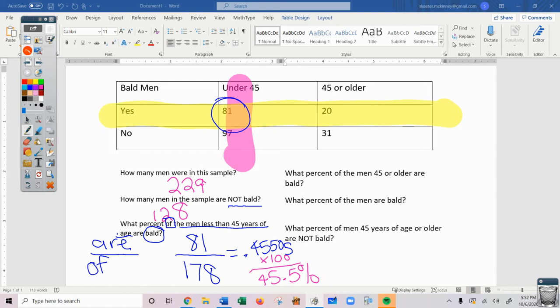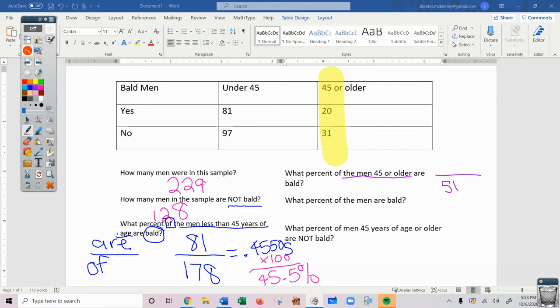Okay, so let's look at our next question. What percent of the men 45 or older are bald? So now same statement, what percent? We're reading the word percent, so we want a fraction. After the word "of," the men 45 or older. So let me erase this highlighting I did up here. Okay, so men 45 or older. So that's this column. I have nothing else to limit it with, so everything that's highlighted goes on the bottom, which is a 51.